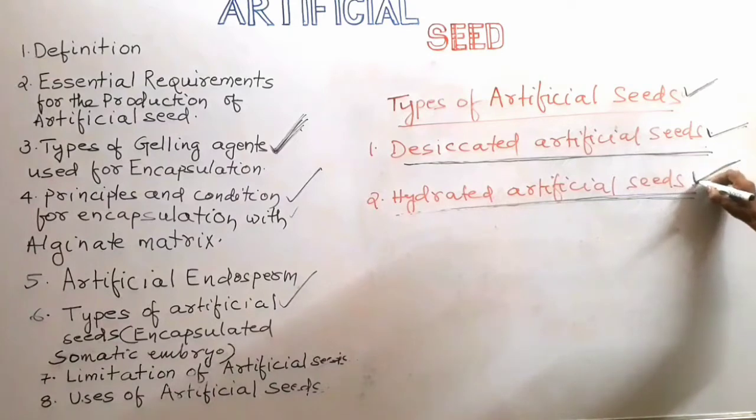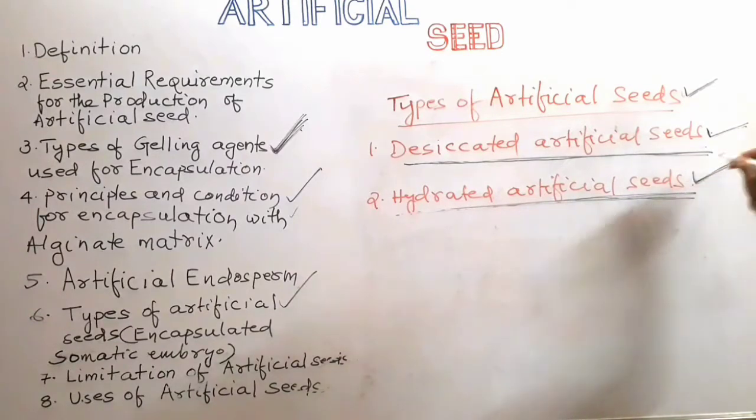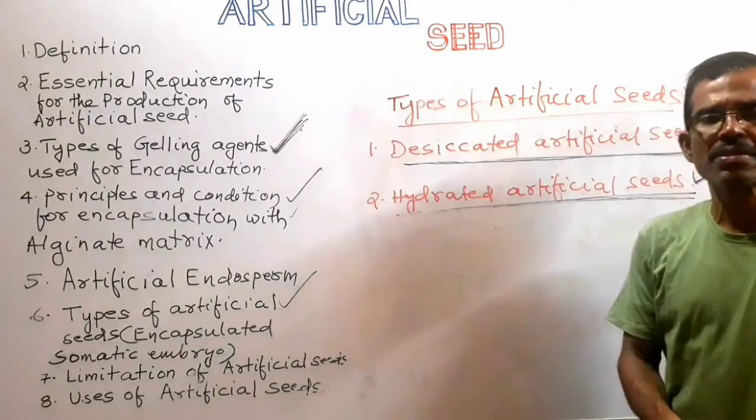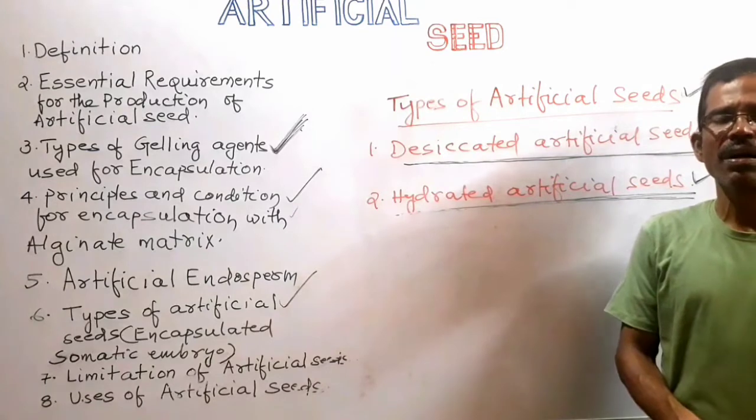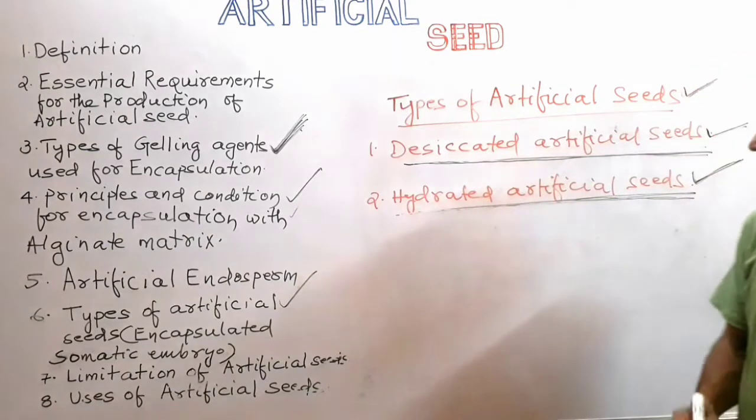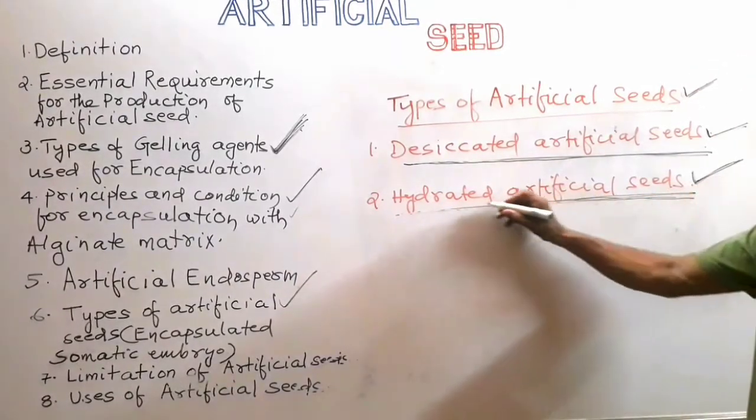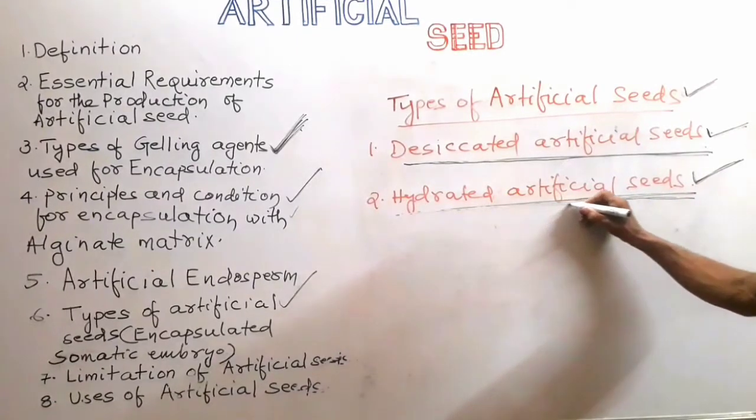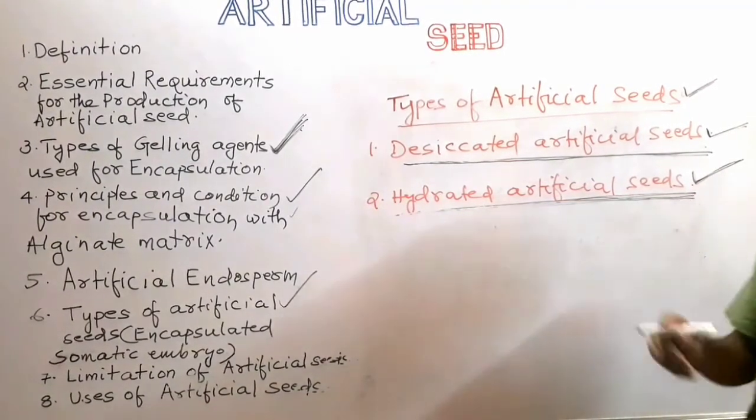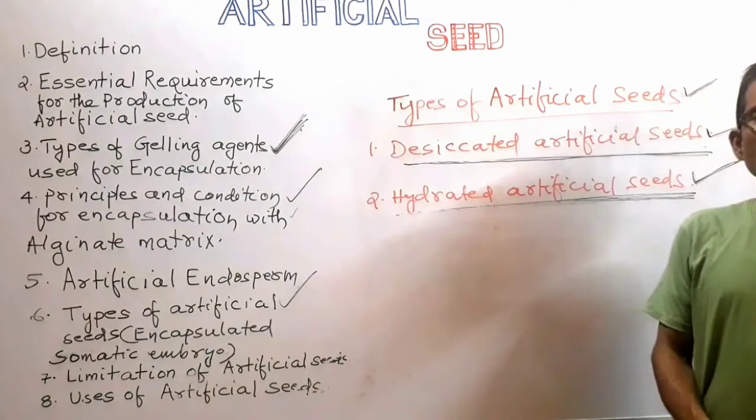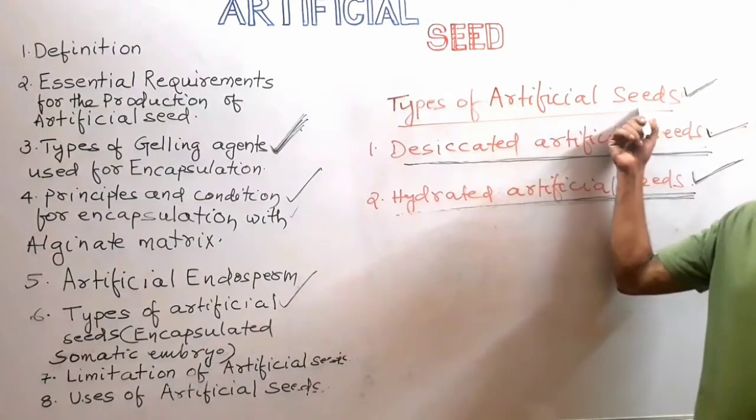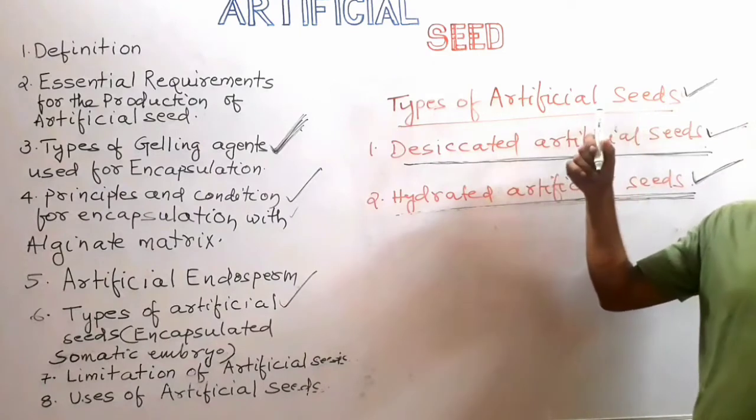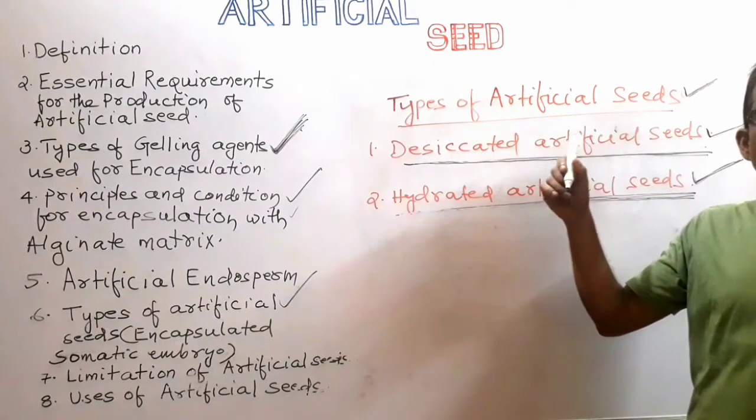Hydrated artificial seeds. Hydrated artificial seeds are more suitable for the species which are sensitive to desiccation and which are recalcitrant. Hydrated artificial seeds are produced by encapsulating somatic embryos in a suitable hydrogel. This is about types of artificial seeds that are produced from encapsulated somatic embryos.